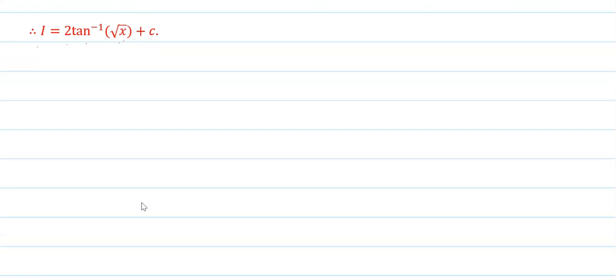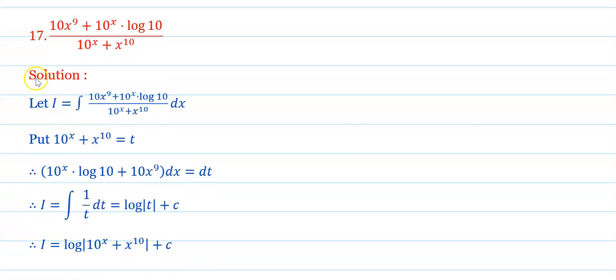Okay. Now the next problem. Problem number 17. This is also an easy problem. 10 x raised to 9 plus 10 raised to x into log of 10 upon 10 raised to x plus x raised to 10. The numerator is the derivative of the function in the denominator. Put 10 raised to x plus x raised to 10 equal to t. Now what's its derivative? 10 raised to x into log of 10 plus the derivative of x raised to 10, which means 10 x raised to 9, bracket complete, into dx is equal to dt.